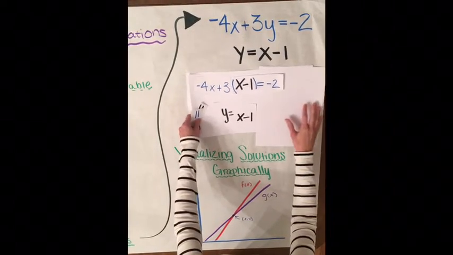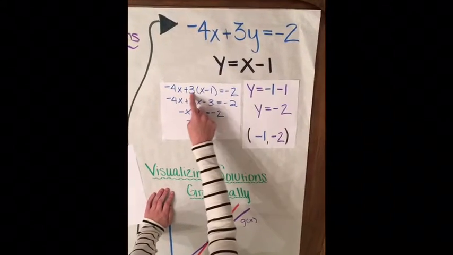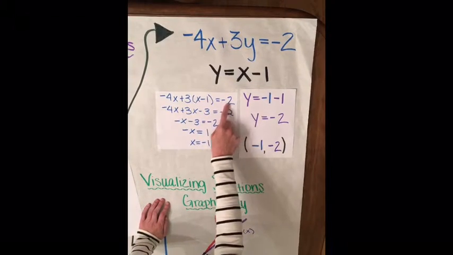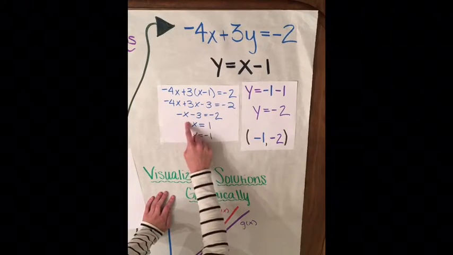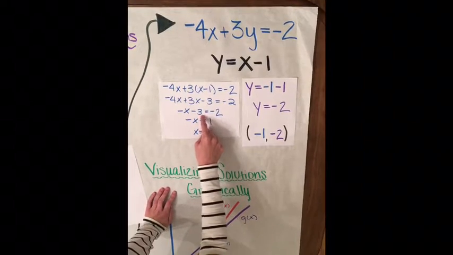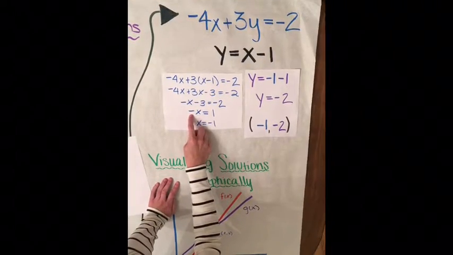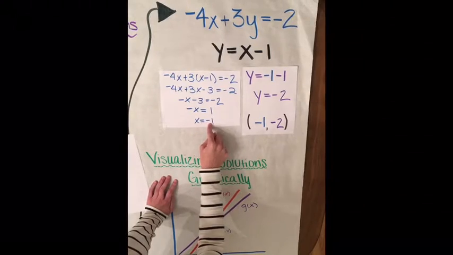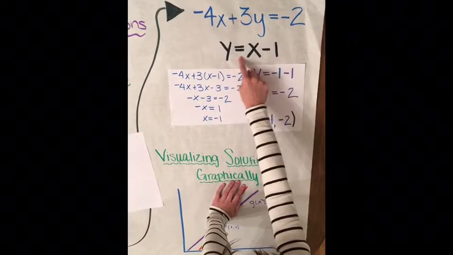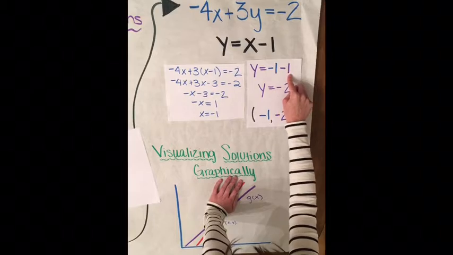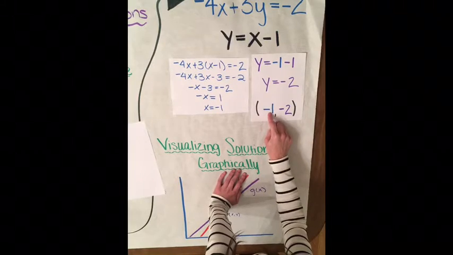Now that we can see that, we're going to solve for x. And here we have negative 4x plus 3 times x minus 1 equals negative 2. Negative 4x plus 3x minus 3 equals negative 2. Then we have negative x minus 3 equals negative 2. Negative x equals 1. Our understood negative 1 needs to be divided out so that x equals negative 1. We'll take our negative 1 and plug it back into our original equation. y equals negative 1 minus 1. y equals negative 2. We are then given our point negative 1, negative 2.